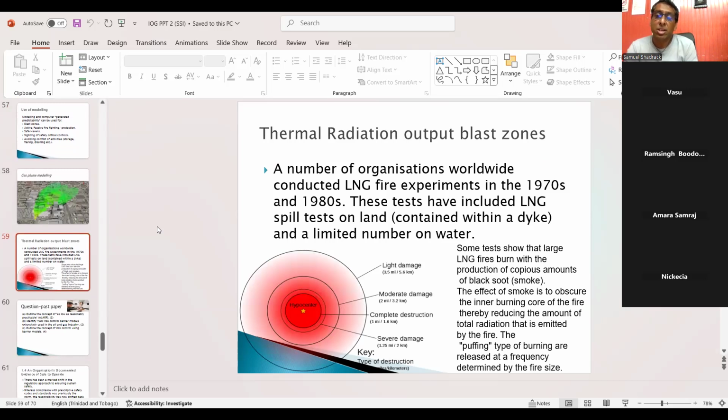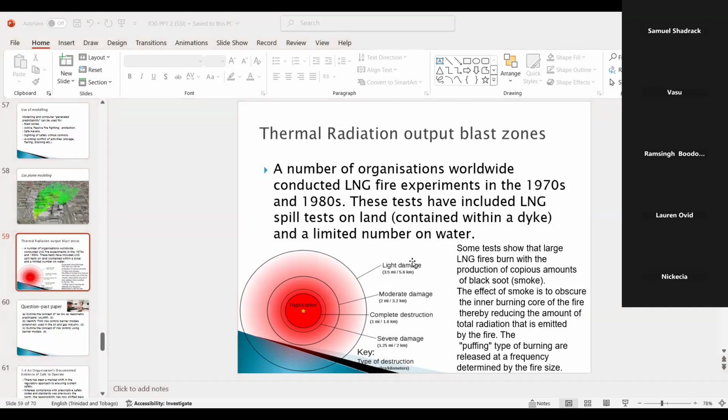A number of organizations worldwide conducted LNG fire experiments in the 1970s and 1980s. These tests have included LNG spill tests on land, contained within a dike, and a limited number on water, right? And so a dike is like a collection pool. This is like a potential simulation here that could show what would have happened to a blast zone anyway.